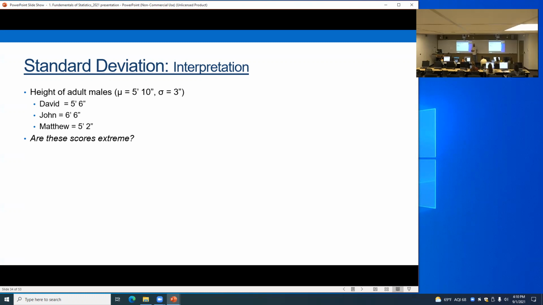Then we look at Matthew. All right, Matthew's 5'2". Is Matthew small? Yeah. Matthew is over a couple standard deviations below the mean, right? And so we can go through and start to say, are these scores extreme or not?